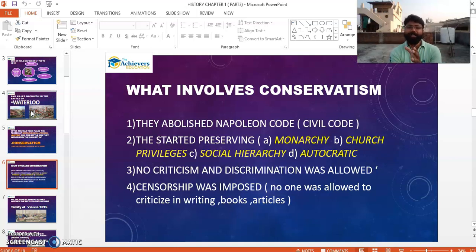Again, they gave some people special powers, or they brought the system of having power in only one person's hand. So they also brought and promoted this kind of system there. Then next, third point, they also brought in a ban on criticism and discrimination was allowed there.